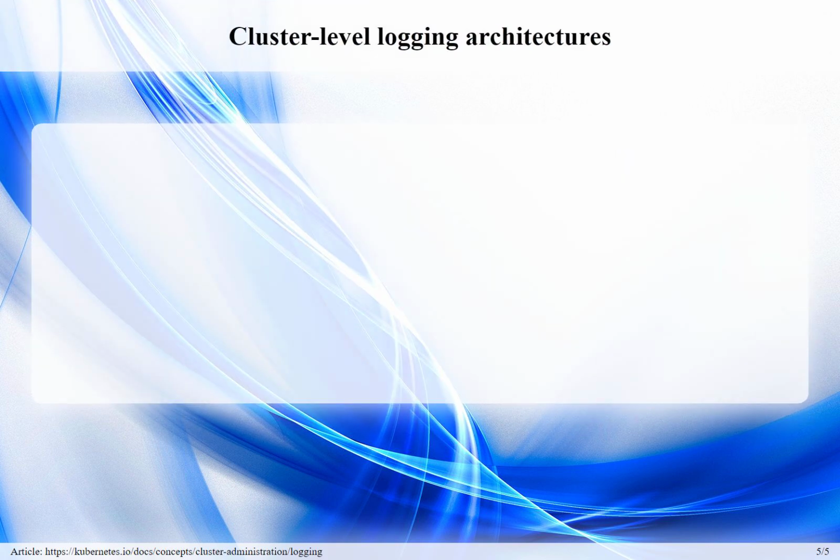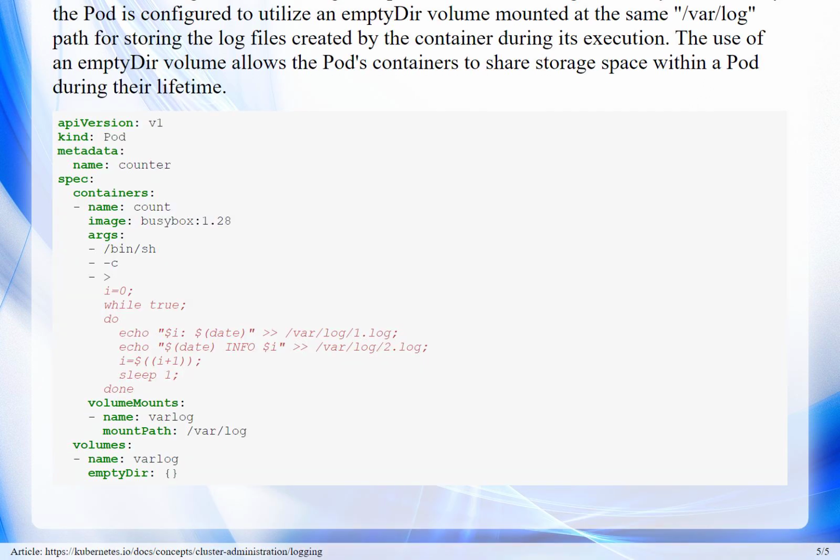Cluster-level logging architectures. The code snippet defines a pod named counter, with a container named count, that runs a loop to echo the current date and an incrementing value to two log files located in the /var/log directory. Additionally, the pod is configured to mount an emptyDir volume at the /var/log path for storing the log files generated by the container.